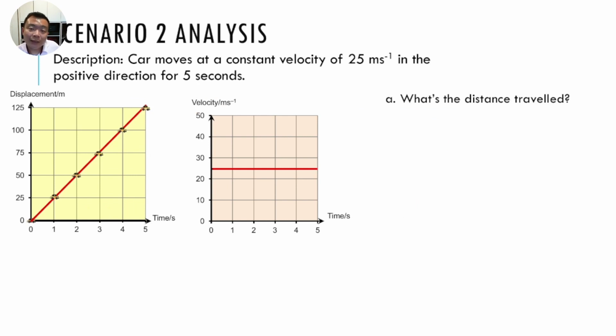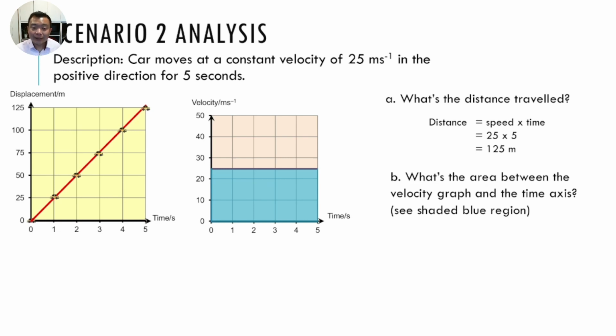Let's do some analysis on this scenario to derive something very, very important in this chapter. So follow my guiding question. Just by looking at the description, would you be able to tell me what is the distance traveled by the car in these 5 seconds? I'll give you 5 seconds to think about this. All right. So the distance traveled during the 5 seconds is simply just using speed times time to get 125 meters.